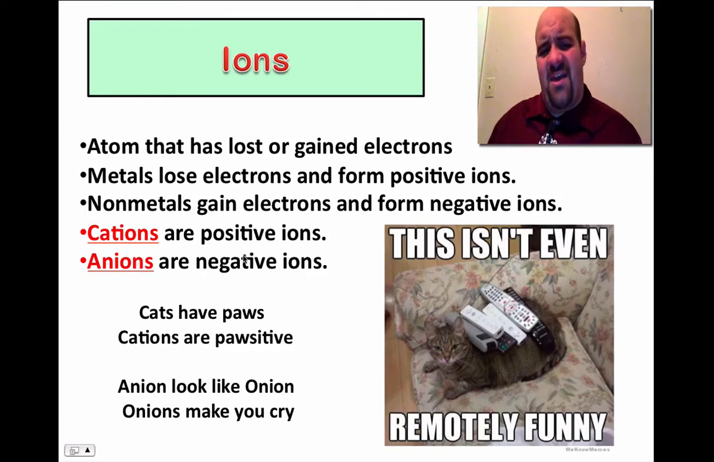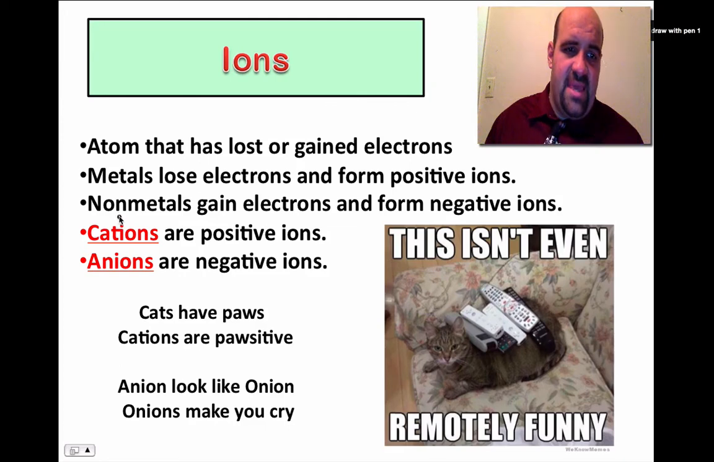Anions are negative ions. These are going to be the nonmetals that have gained electrons. The easiest way I can think of remembering this is to say that cats have paws and cations are positive. Kind of simple, but it does work. The other way you can think of that, there is a T in the word cation, so plus, positive charge. Another way, a student actually taught me this one, anion kind of looks like the word onion with an O instead of an A, and onions of course make you cry, so they are negative.